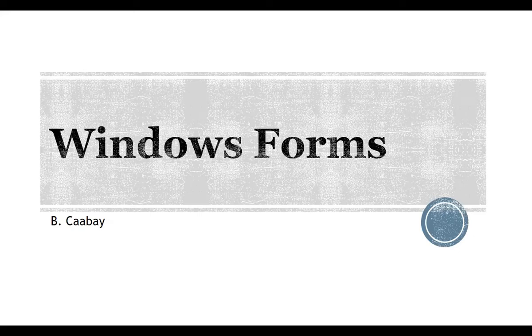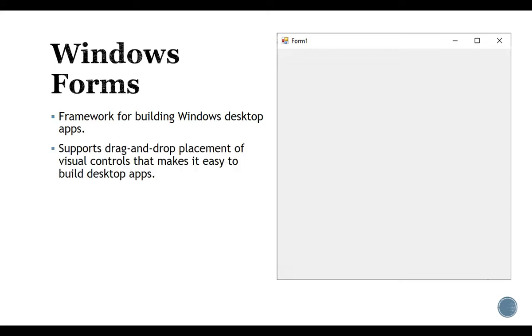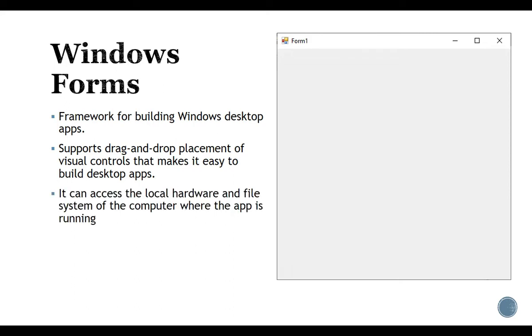So let's talk about Windows Forms. Windows Forms is a graphical user interface for building Windows desktop applications. This is part of the .NET framework provided by the Visual Studio. It supports drag and drop placement of visual controls that makes it easy to build desktop applications. It can access the local hardware and the file system of your computer, such as those music, videos, document files, and other computer files.